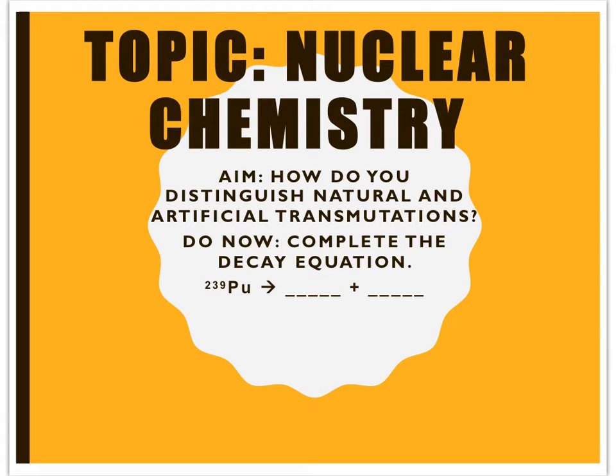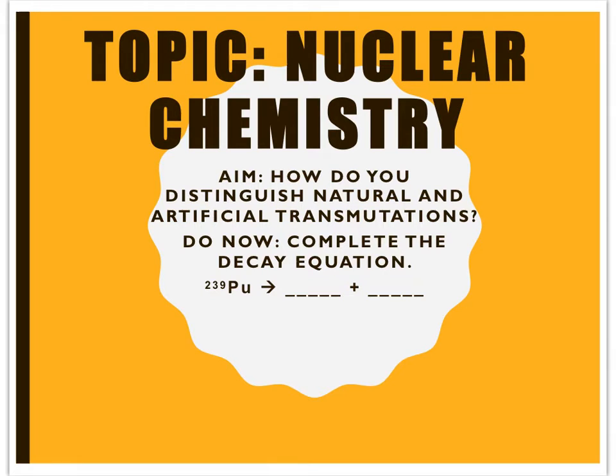Hey everyone, this is the second section of the nuclear chemistry unit. This is really an extension of the PowerPoint on nuclear energy. It talks about fission and fusion here, so we're going to look at different types of natural and artificial transmutations.